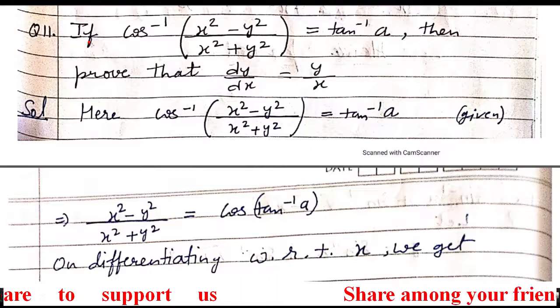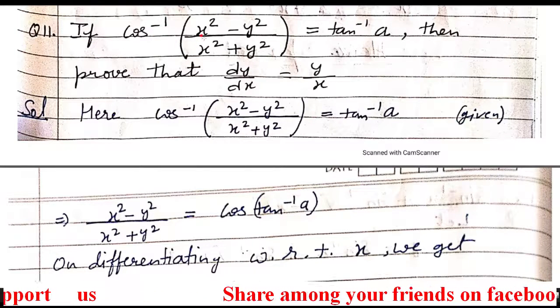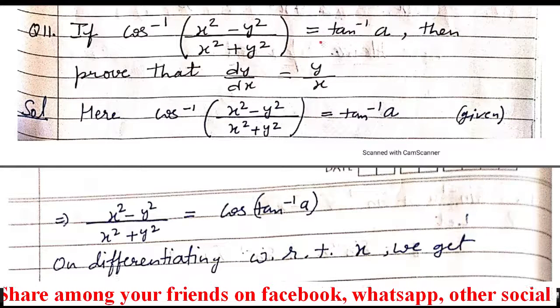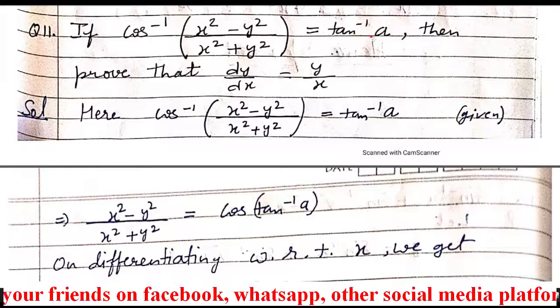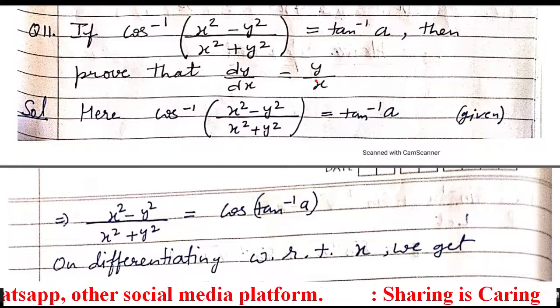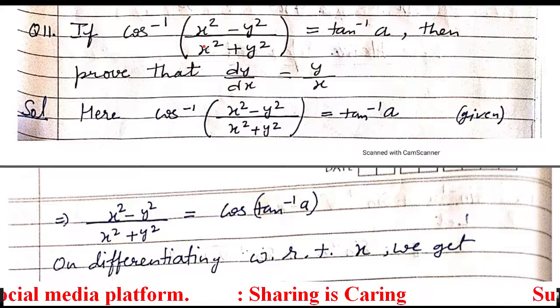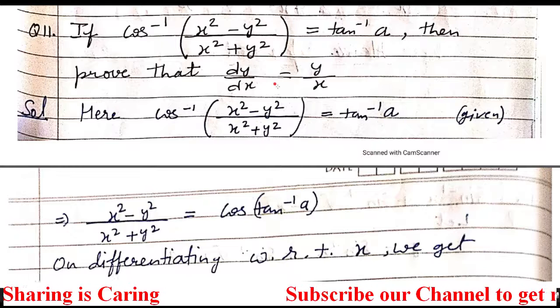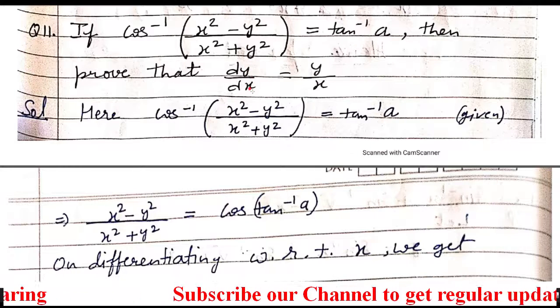Question 11 is, if cos inverse of (x square minus y square upon x square plus y square) equals tan inverse a, then prove that dy over dx is equal to y upon x. With the help of this given equation we have to prove this, and the meaning of dy over dx is that we have to differentiate with respect to x.